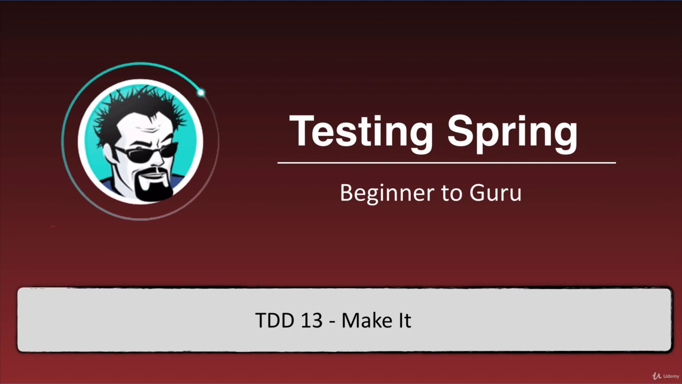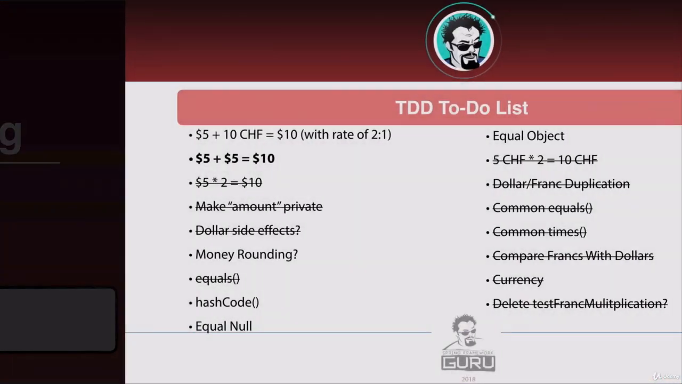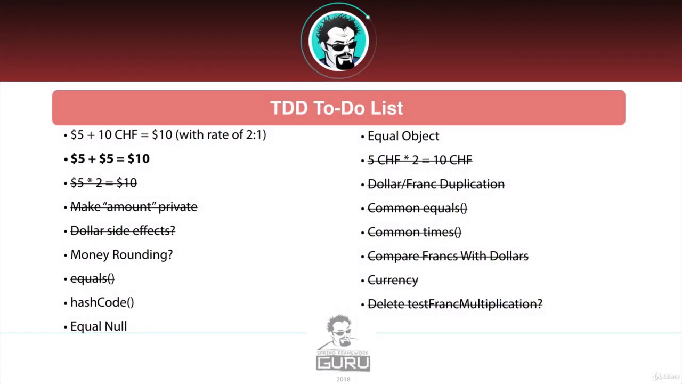Okay, in this video we are going to take a look at chapter 13, and that title is called Make It. Now, bringing up our to-do list, the one thing that we've been focused on lately is trying to do a simplified version of $5 plus $5 equals $10. So that's a simple addition. We're not getting into multi-currency at this point. We are just adding up two sums.